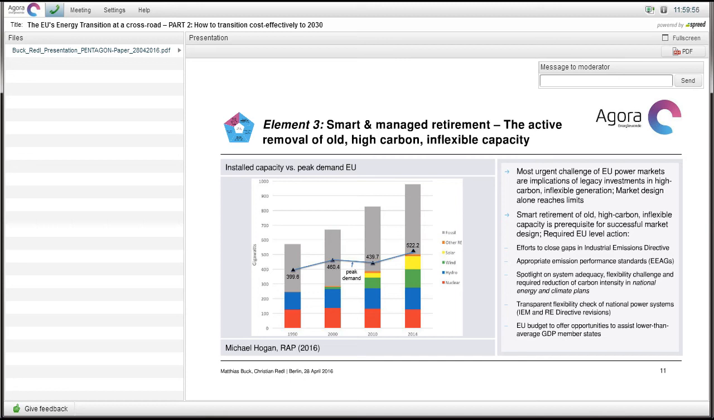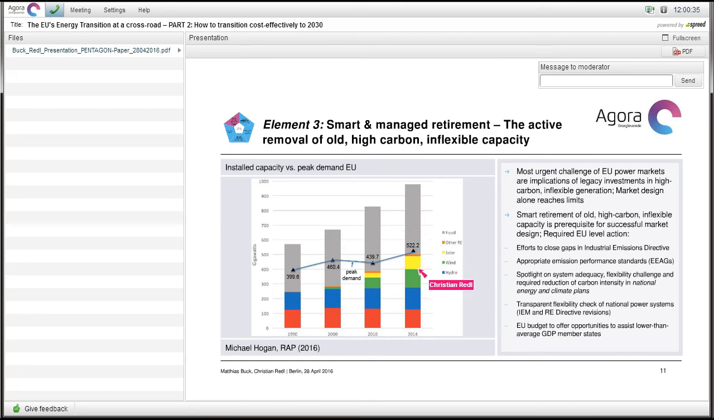And to illustrate this, on the left-hand side, you see this graph, which is courtesy of Michael Hogan from the Regulatory Assistance Project. You can see the evolution of peak demand in the European power system and the evolution of installed capacities. And specifically, of course, with the European energy and climate targets, you see this increasing share of installed capacities on the renewable side. And at the same time, we still observe a growing amount of conventional fossil-fueled capacities.